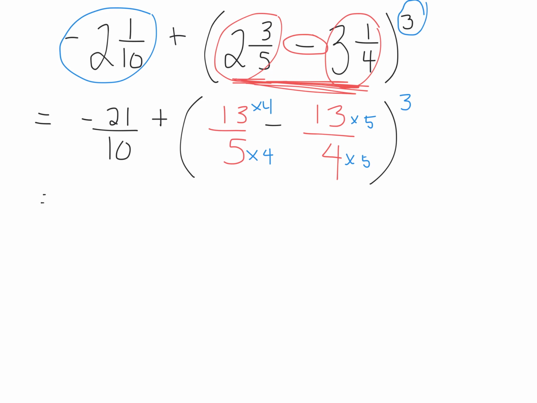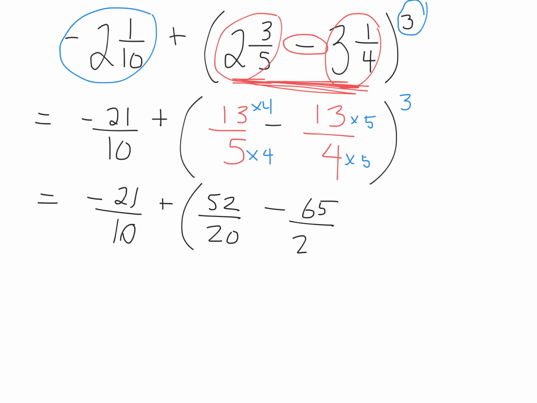So again, I'm going to leave this, negative 21/10 plus, now we're going to subtract, so what's 13 times 4? 52/20, take away 65/20. We still haven't even simplified anything yet. All I'm doing right now is finding common denominator so that I can subtract what's in my brackets. Now what is 52 take away 65?